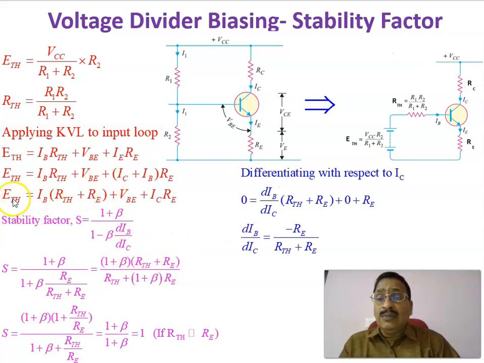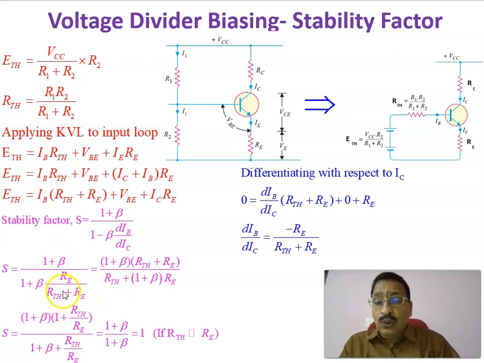In order to find that, we differentiate this equation with respect to IC. The left side is a constant, so it is 0, and on the right we get (RTH plus RE) into dIB by dIC, plus RE, also equal to 0. Or we can say dIB by dIC equals minus RE divided by (RTH plus RE). Substituting this dIB by dIC in the equation, you get S equal to (1 plus beta) divided by (1 plus beta RE divided by (RTH plus RE)).